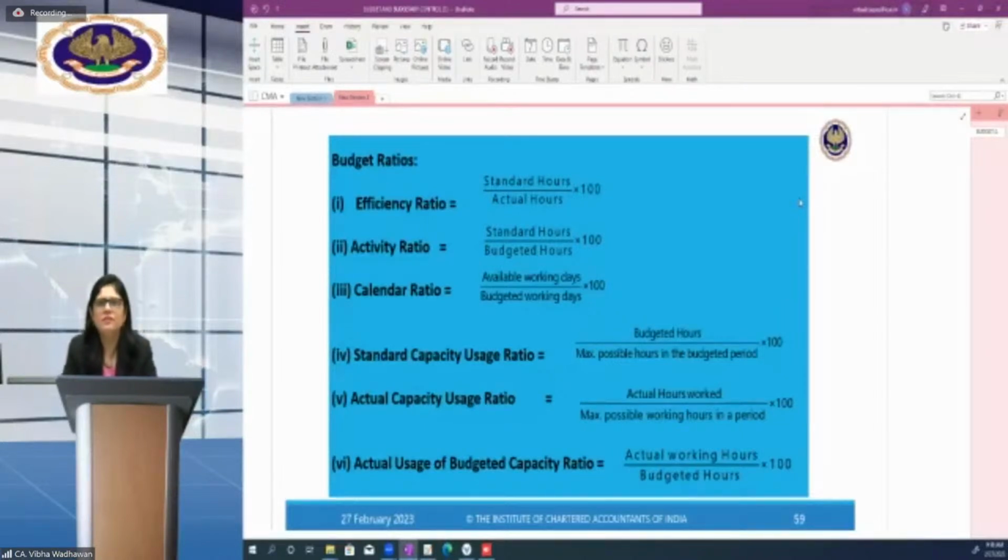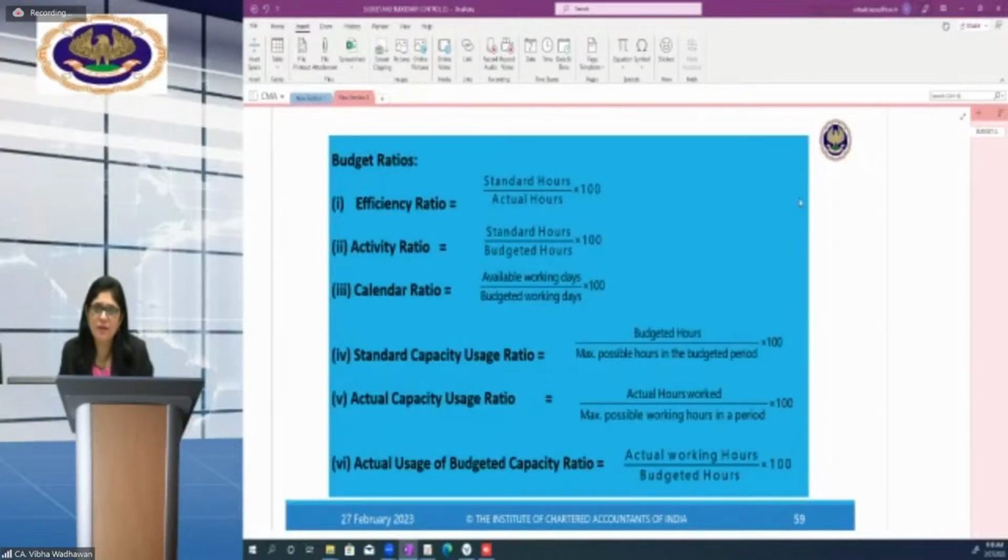So if we are taking the next week, we are making the budget for the next week. The whole budget, if we can take 8 hours a day and 6 days a week. So maximum possible hours in a week could be 8 hours per day into 6 days a week. So 8 sixes are 48. But now how many budgeted hours have we taken? Let us say we have taken only 40 hours a week. So that will be the budgeted hours. So budgeted hours divided by maximum possible hours in the budgeted period.